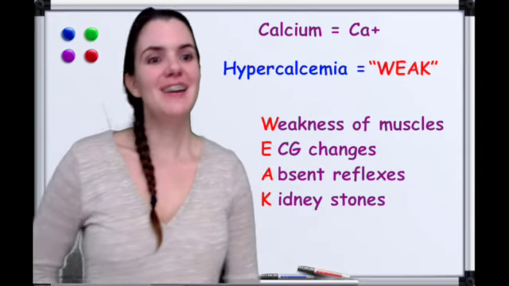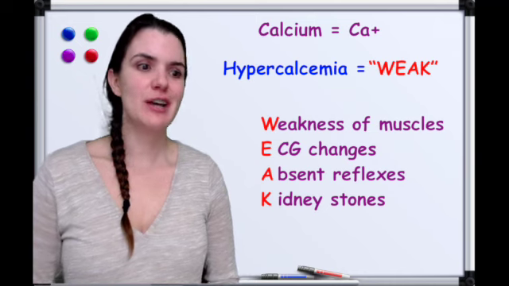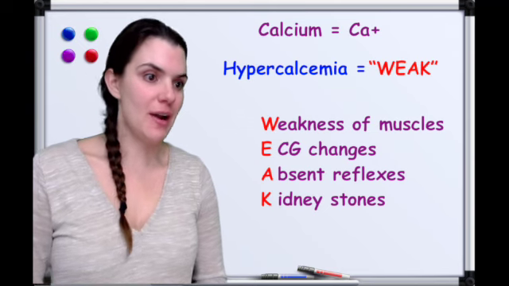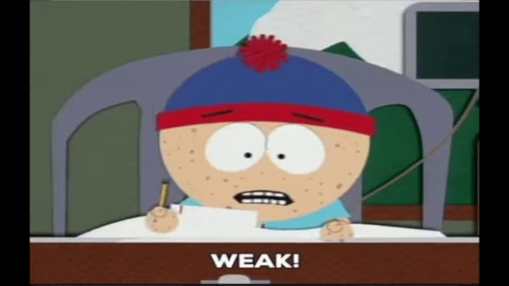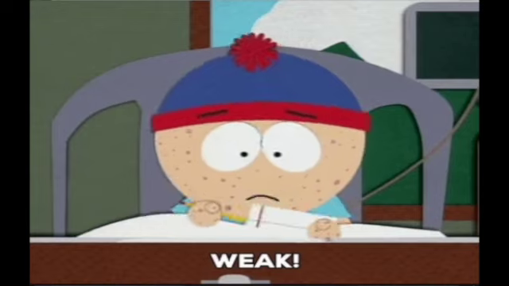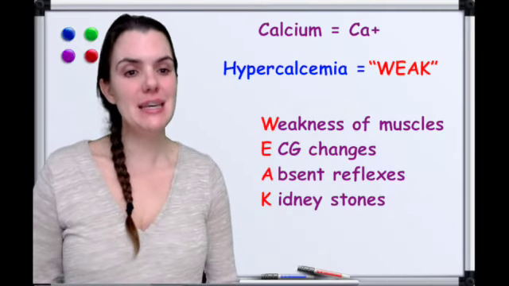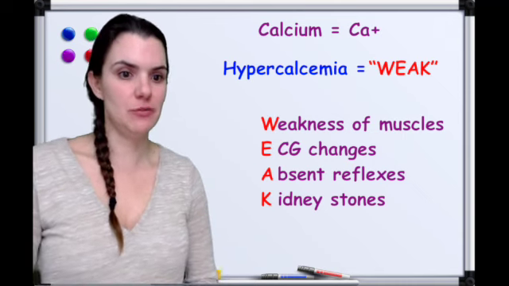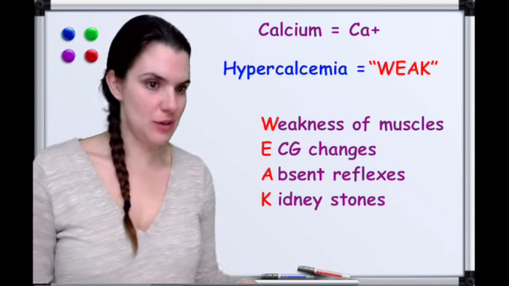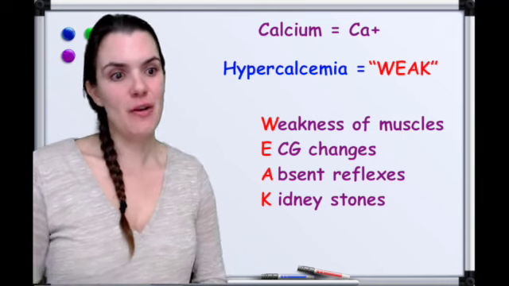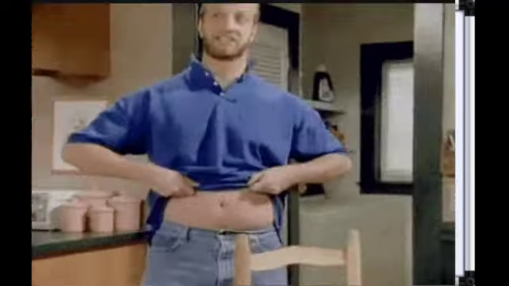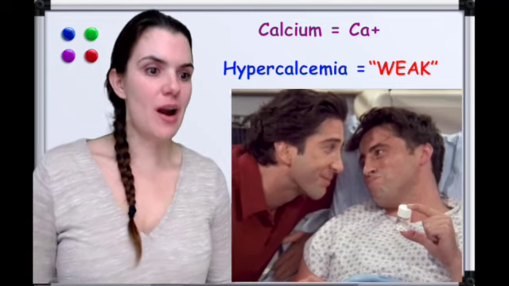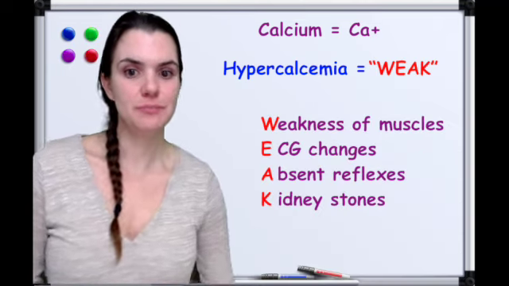Now, what are the signs and symptoms that a patient has too much calcium? Signs that a patient has too much calcium in their blood are that they are going to be extremely weak. W is for weakness of the muscles. It'll be very profound. E is for ECG changes. And remember, they can have a shortened QT interval. A is for absent reflexes. And they can also have an altered mental status and abdominal distension from constipation. And then K is for kidney stone formation. So these patients are at risk for development of kidney stones.